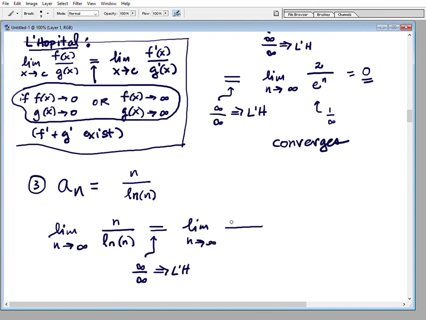Derivative of top, derivative of the bottom. Derivative of ln x is 1 over x. So here we have 1 over n. And just multiply top and bottom by n. Limit as n goes to infinity of n, so that's infinity. So this one diverges.